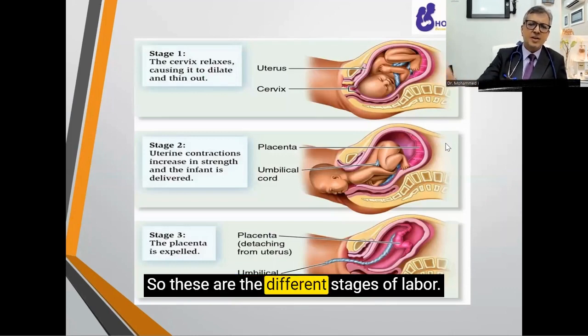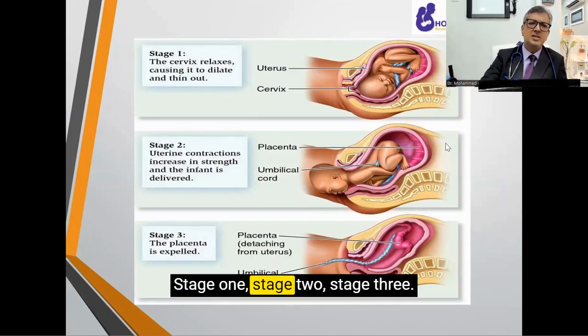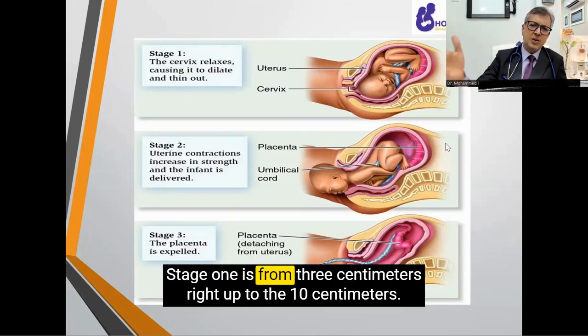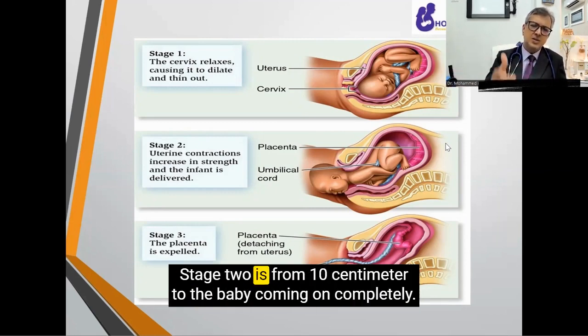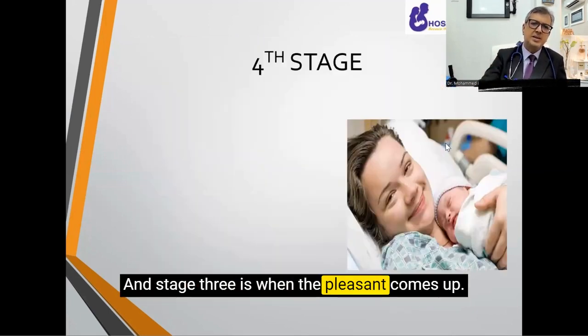So these are the different stages of labor: stage 1, stage 2, stage 3. Stage 1 is from 3 centimeters right up to the 10 centimeters. Stage 2 is from 10 centimeters to the baby coming out completely. And stage 3 is when the placenta comes out.